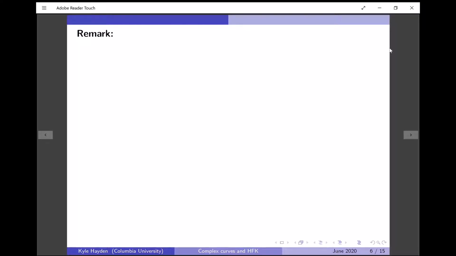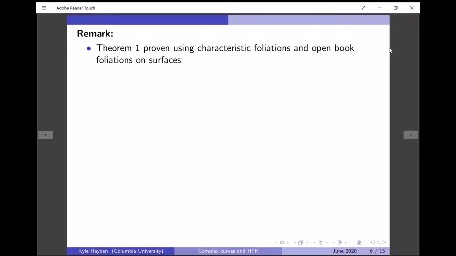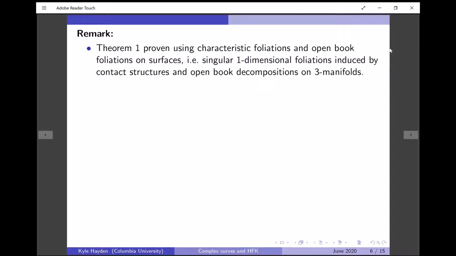First thing, the proof of Theorem 1 relies on characteristic foliations and open book foliations on surfaces. And what are these? Well, if you have either a contact structure on a three-manifold or an open book decomposition of a three-manifold, that lets you define a singular one-dimensional foliation of any surface sitting inside of that three-manifold. And so by using these techniques and extending them to the four-dimensional setting, we're able to convert some information from the complex geometry, the complex curve, into contact geometric information, and then finally into braid theoretic information.